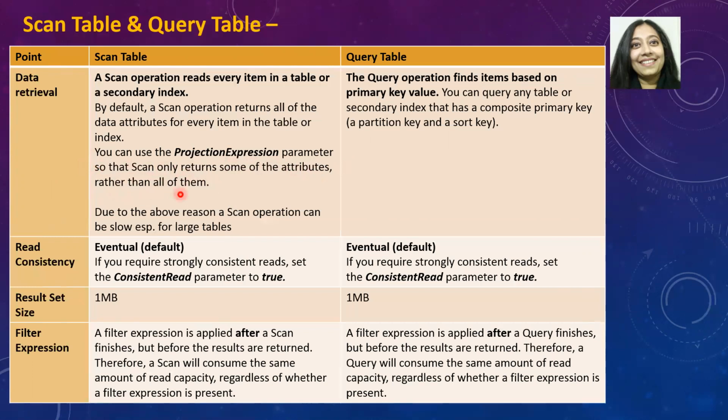Okay. Now you can use the projection expression parameter so that the scan only returns some of the attributes rather than all of the attributes. So that is a possibility, but by default, it is just going to return you all the attributes of all the items. Due to this above reason, performing a scan operation on any table in general is slow, and it's especially slow for large tables.